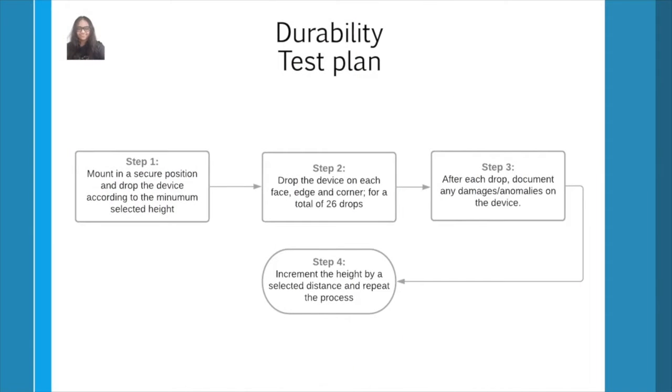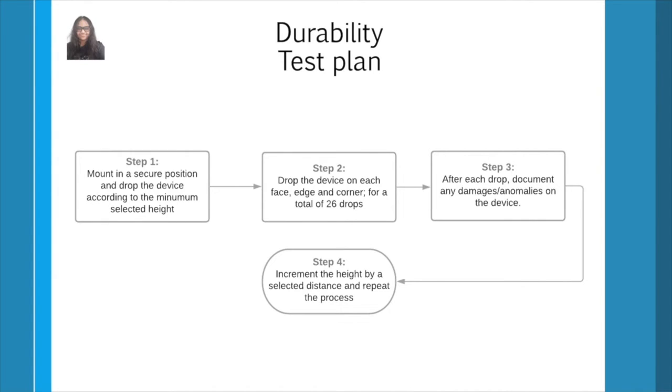Durability Test Plan. The following durability test plan will be tested on our prototype. Step 1. Mount in a secure position and drop the device according to the minimum selected height. Step 2. Drop the device on each face, edge, and corner for a total of 26 drops. Step 3. After each drop, document any damage or anomaly on the device.